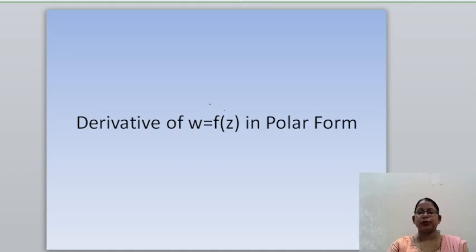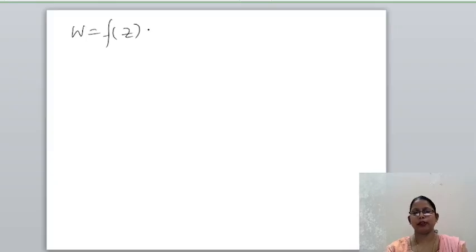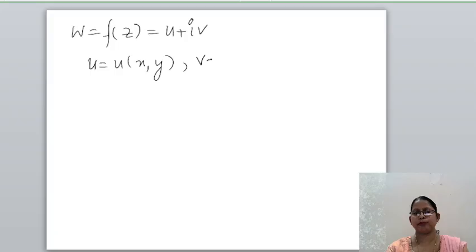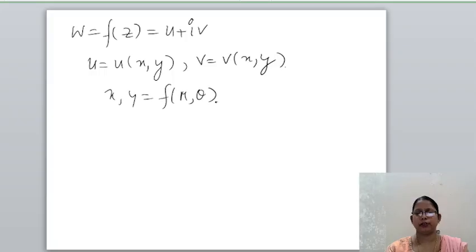In this lecture, we are going to discuss the derivative of a function of a complex variable in polar form. We know that w equal to f(z) is a function of a complex variable and it is given by u plus iv also, where u is a function of x, y and v is a function of x, y. x, y is further a function of r, theta.